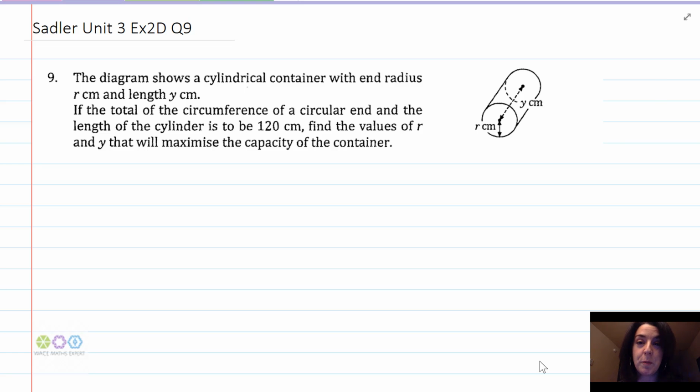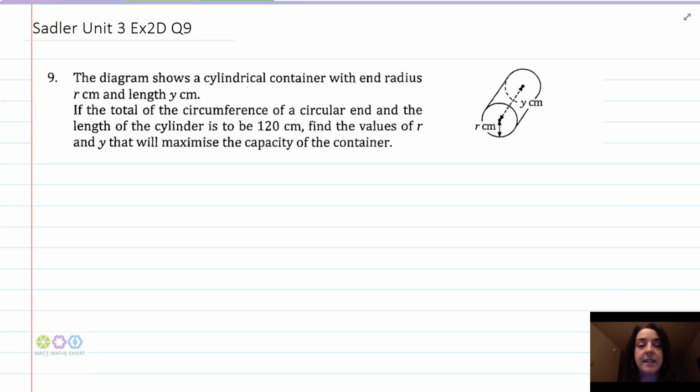We're going to take a look at two optimization questions. And today we'll take a look at this one, question 9, and we'll do this one without a calculator. But it's most likely that in a test or exam that this actually ends up in the calculator section. Okay, so let's jump into it.